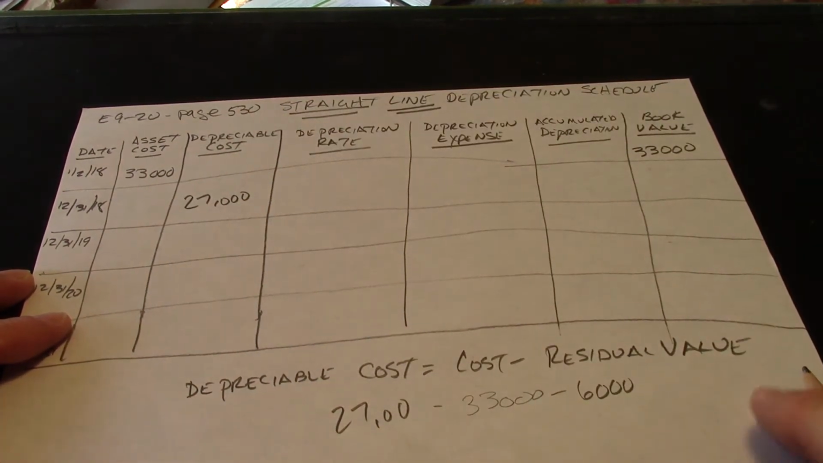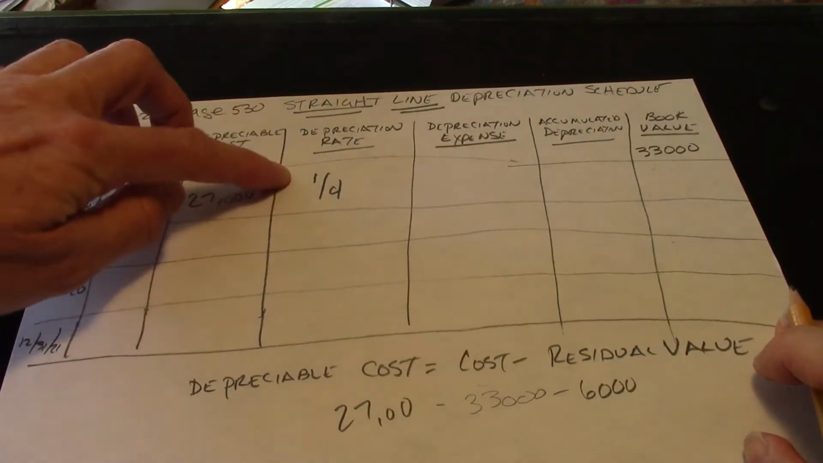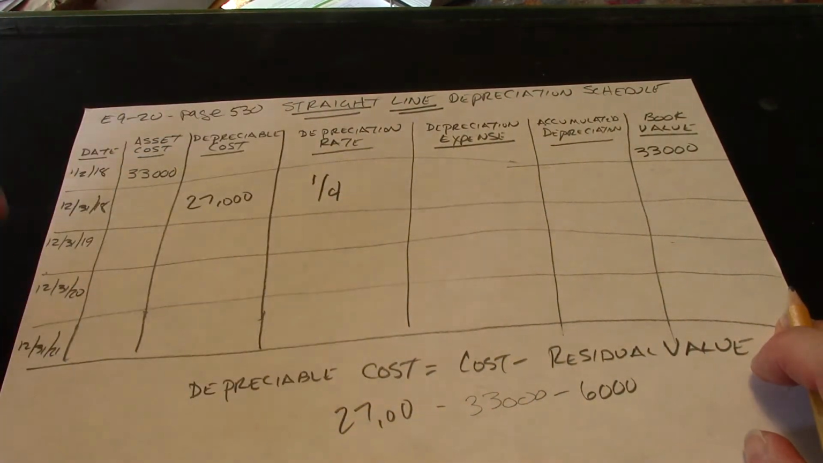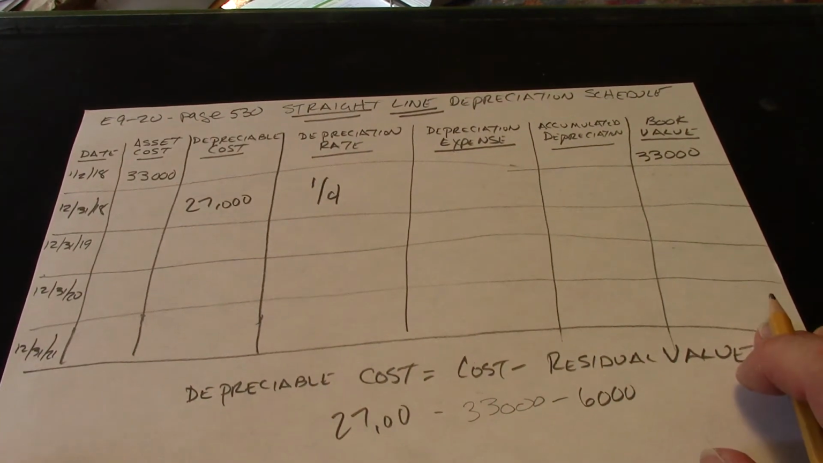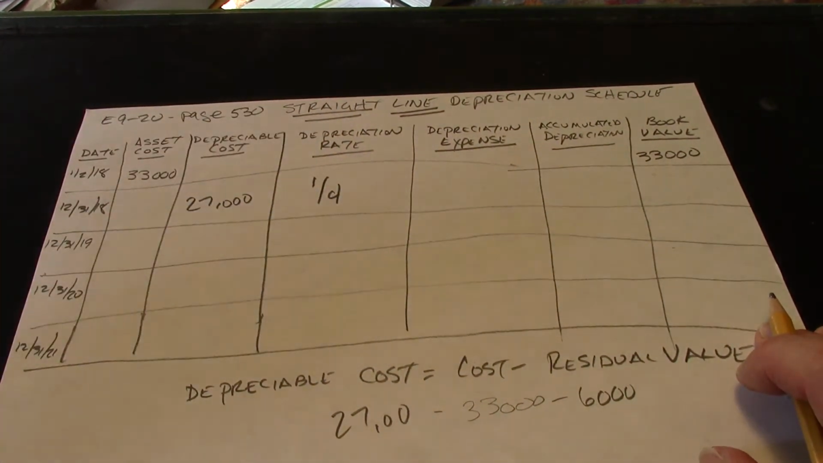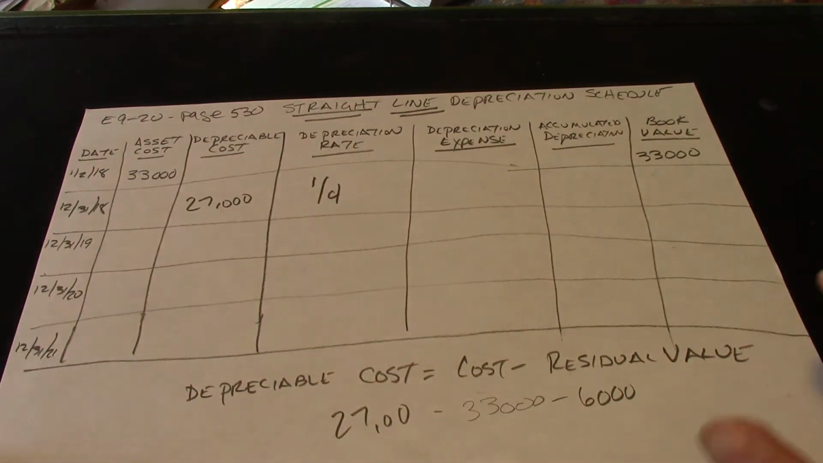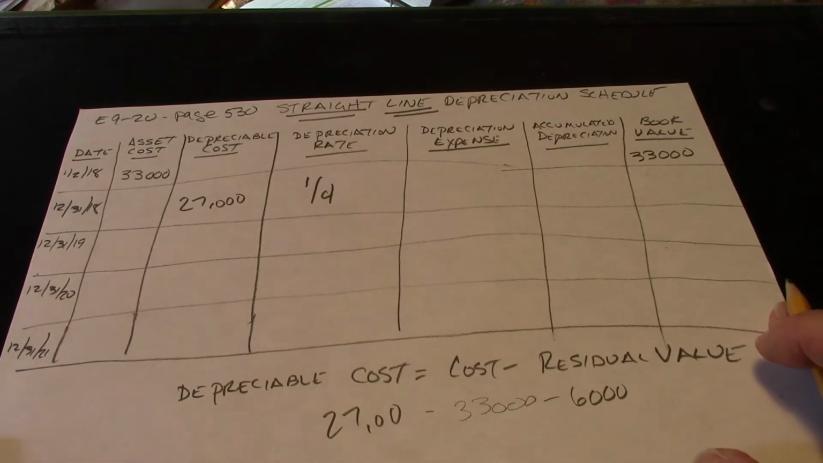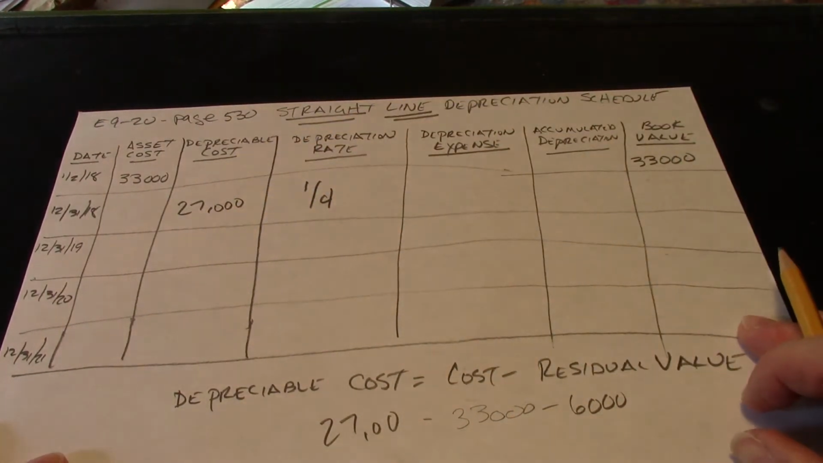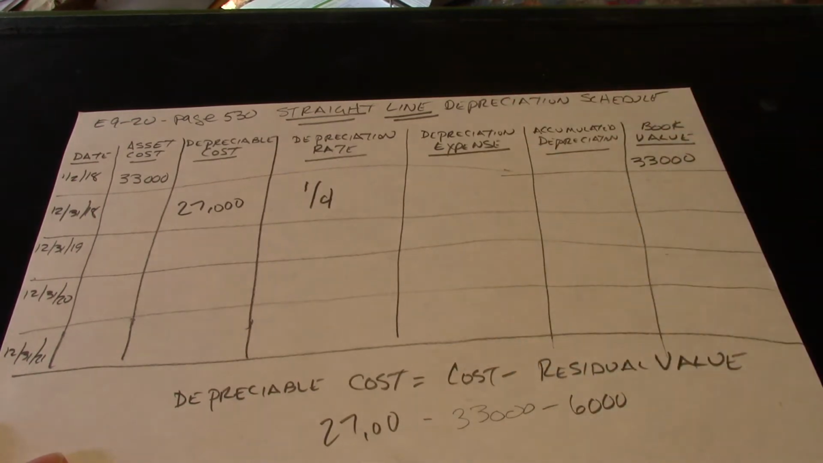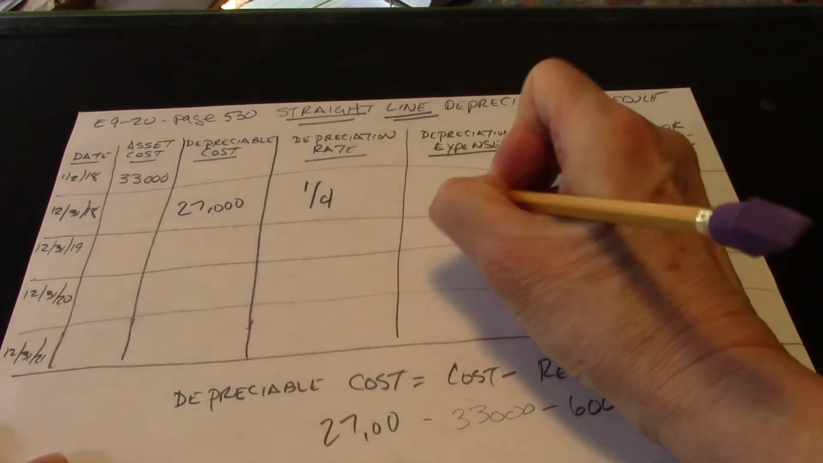The depreciation rate is 1/4, right? 1 divided by the number of years. So if this was a 5-year asset, it would be 1/5. If this was a 3-year asset, 1/3, right? So whatever the depreciation rate is, that's 1 over the number of years. So in this case, 4 years. Depreciation expense, so 27 divided by 4, or 27 times 1/4, however you want to look at that, is 6,750.